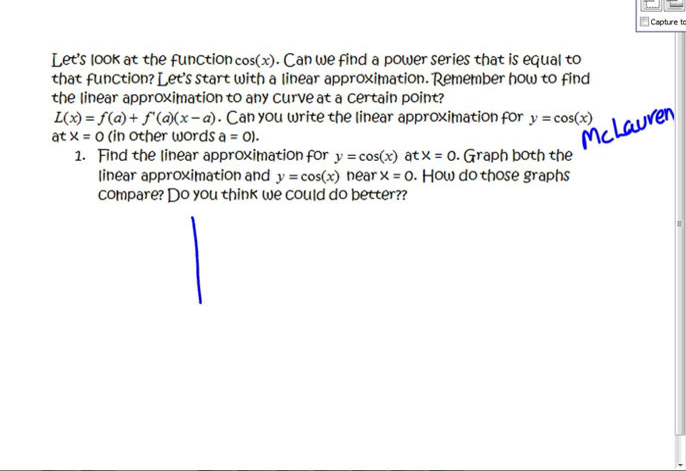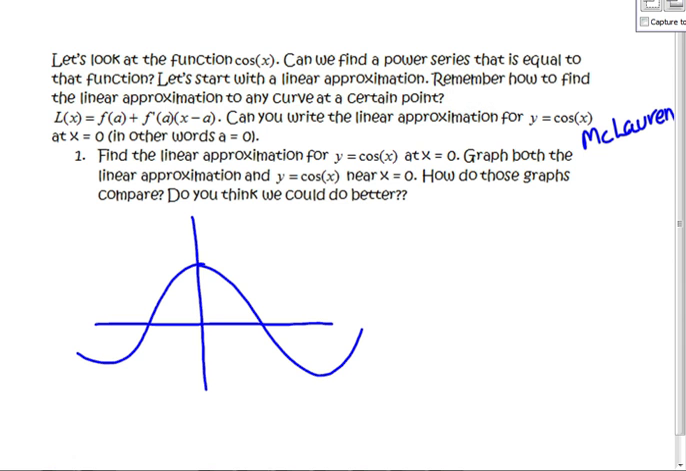So I'm going to graph the cosine curve here real quickly. And this isn't too hard to do. I want the linear approximation.